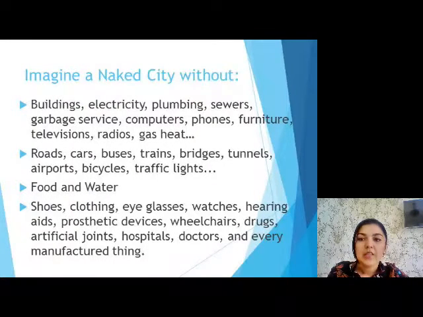Imagine a naked city without buildings, electricity, plumbing, sewers, garbage service, computers, phones, furniture, televisions, radios, gas heat, or roads, cars, buses, trains, bridges, tunnels, airports, bicycles, traffic lights, food and water, shoes, clothing, eyeglasses, watches, hearing aids, prosthetic devices, wheelchairs, drugs, artificial joints, hospitals, doctors, and every manufactured thing. Can you imagine the world without them?